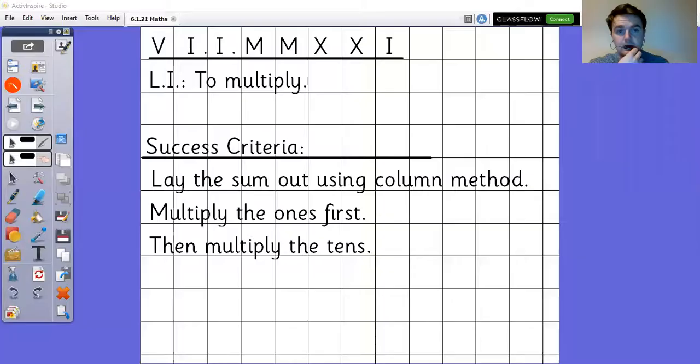So as I said, our learning intention is to multiply. To be successful in this, we need to be able to lay things out using the column method. Multiply the ones by the 1 first, and then the tens by the 1. And if that sounds confusing, when we come onto it, it will make a lot more sense.